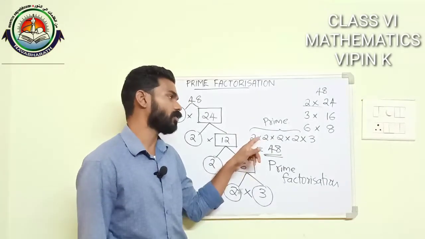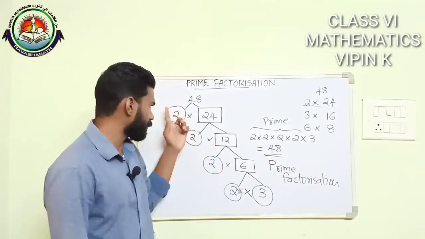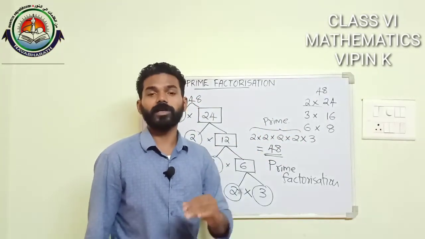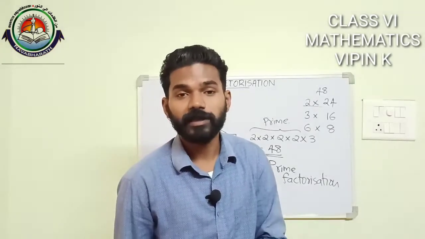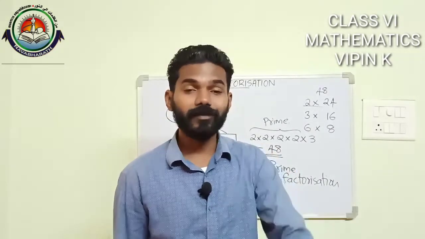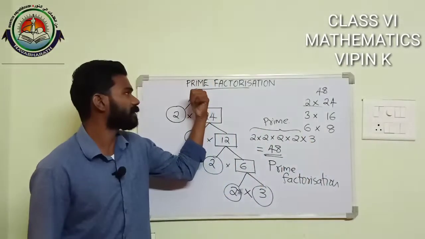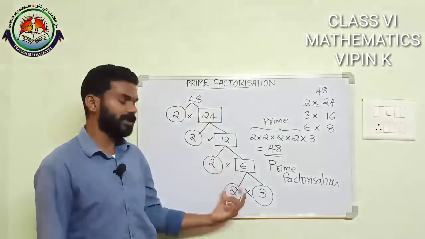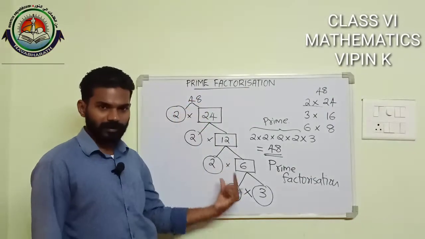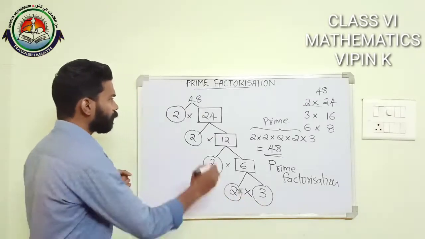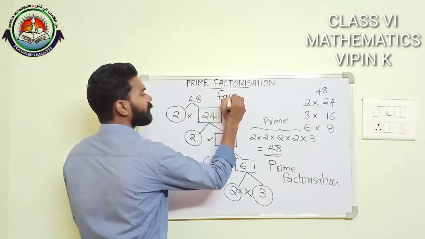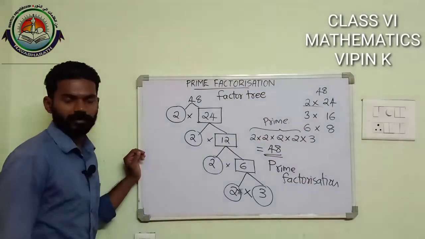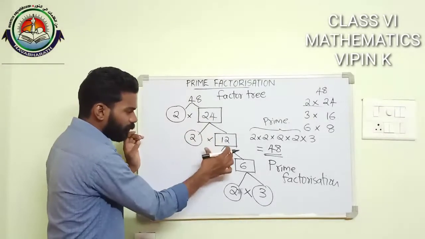You can see that 2 and 3 are all factors of this 48, and all of them are prime also. So if we are representing a number in terms of its prime factors, then such a factorization is called prime factorization. And prime factorization can be done just like this method, which is called the factor tree method. It is called the factor tree method because it's just like the branches of a tree.